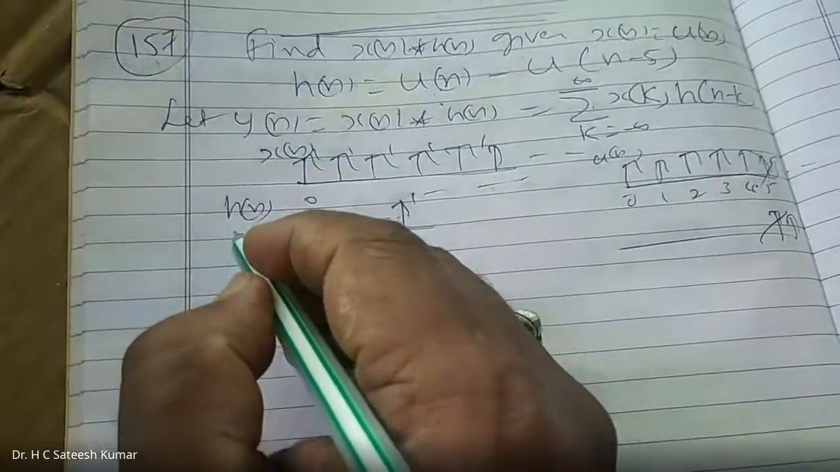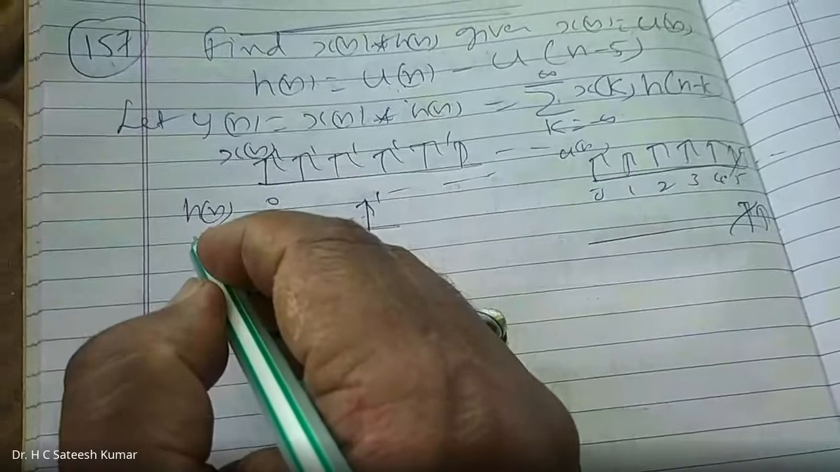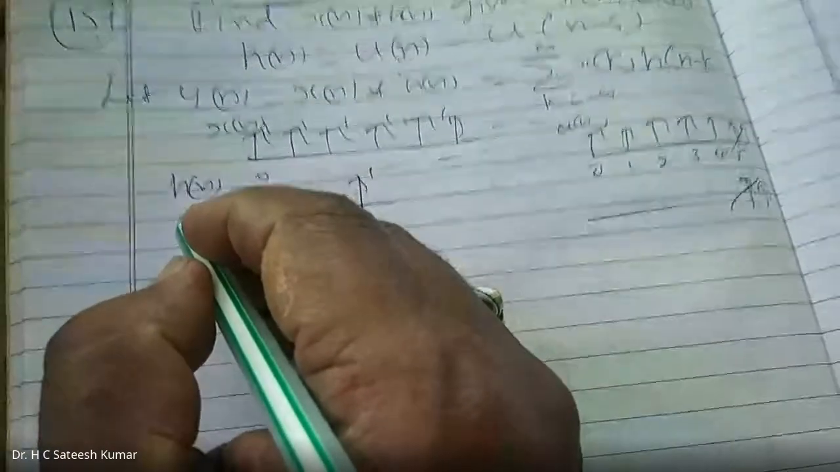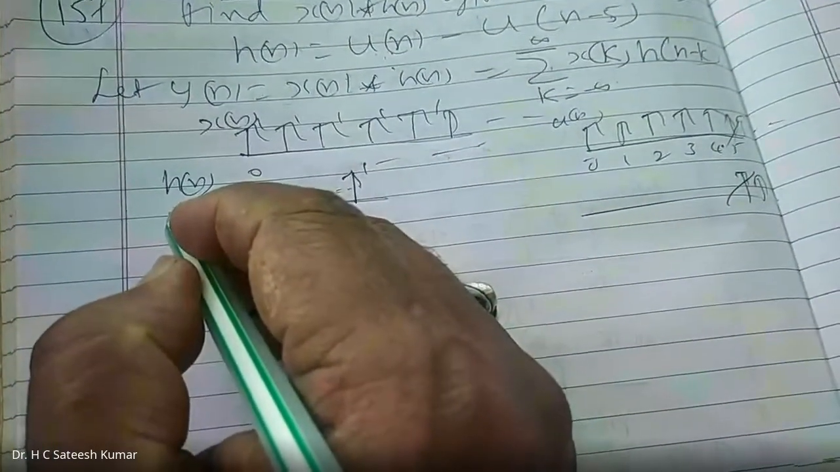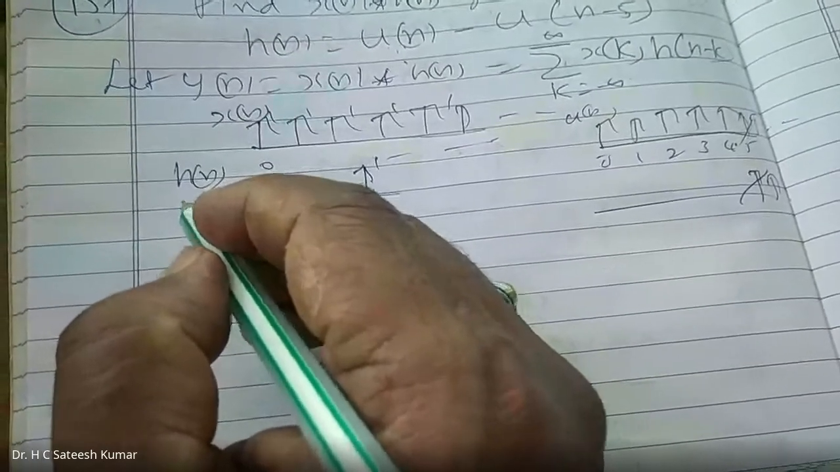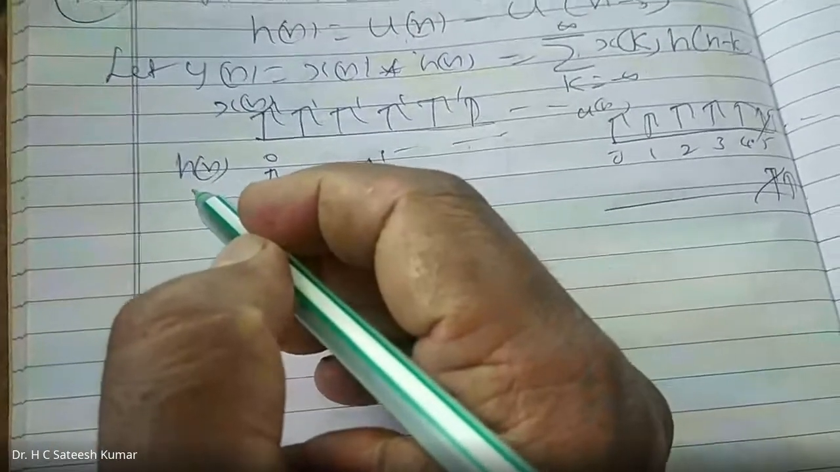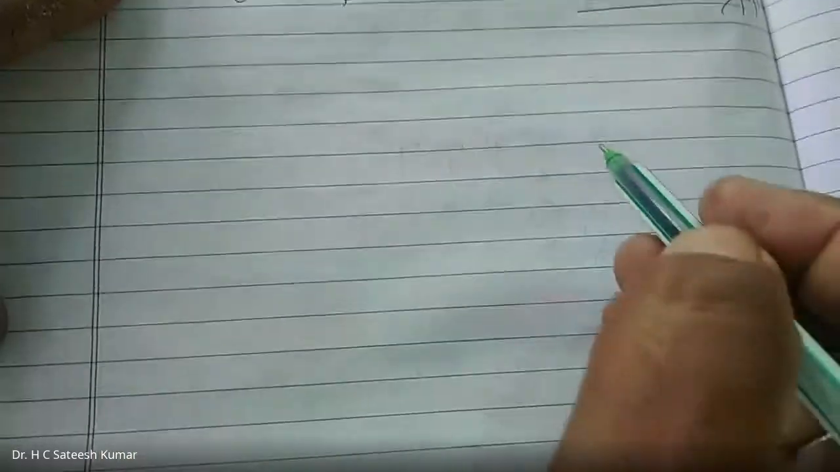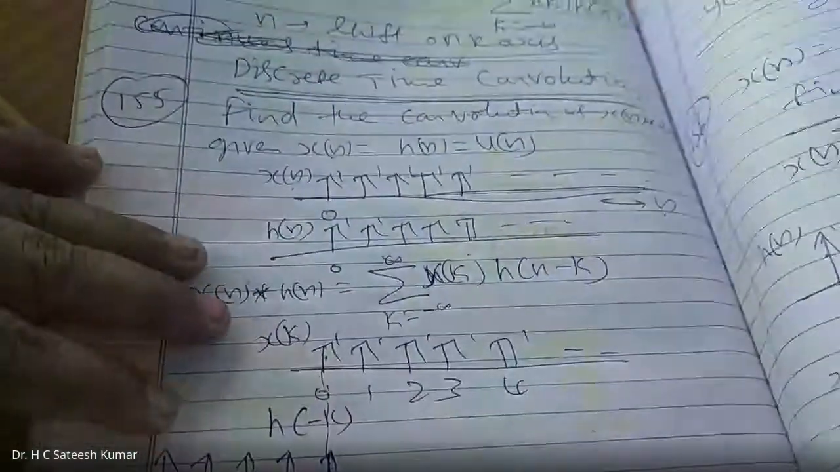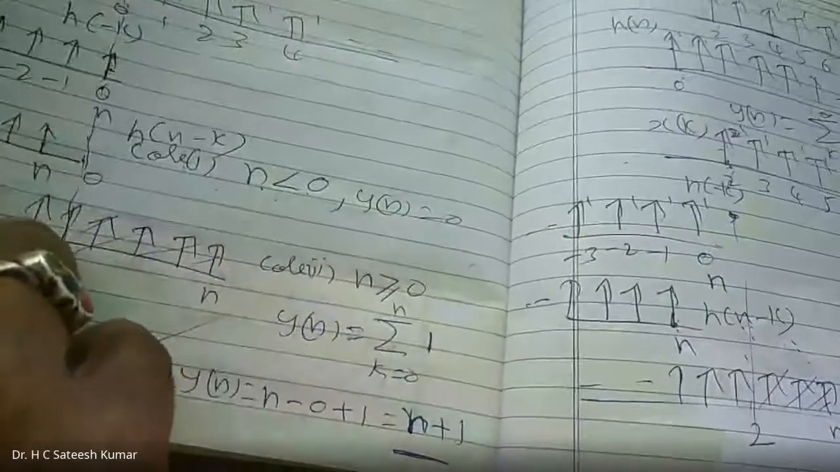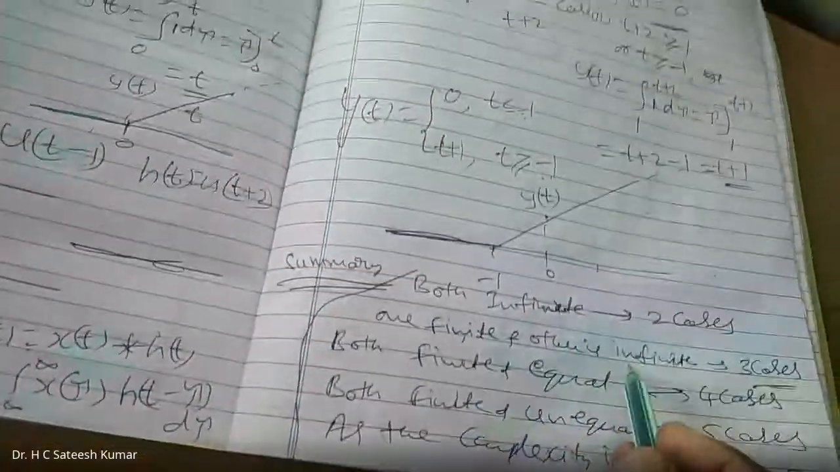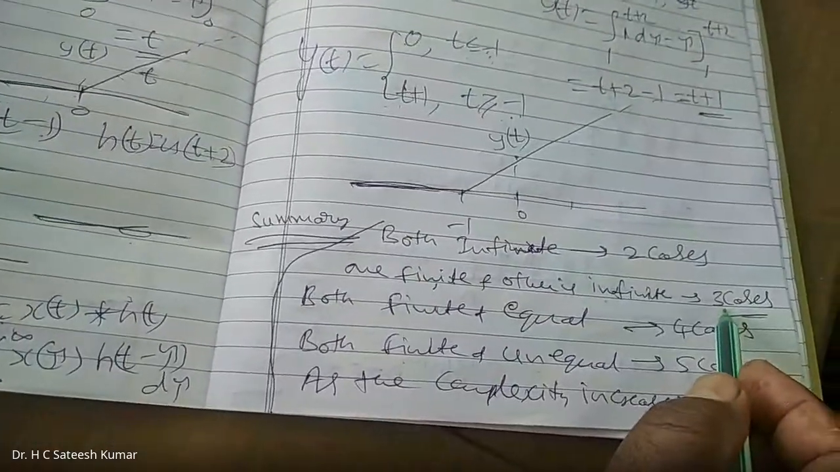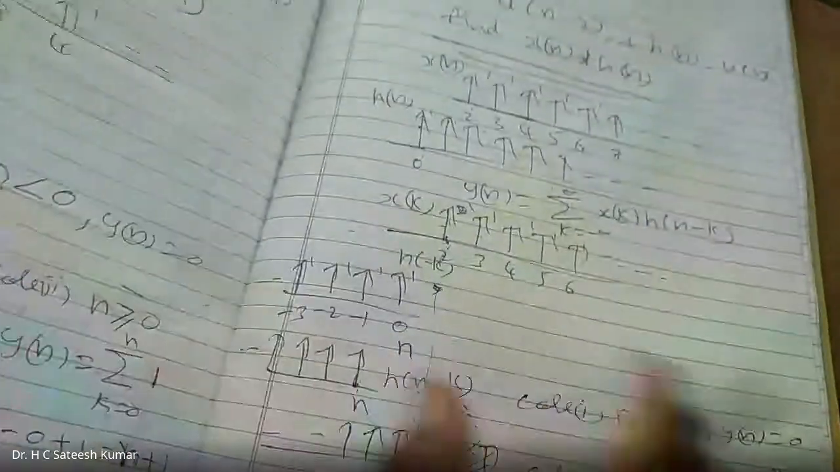How many cases you can expect in this? Because one is finite, another one is infinite. As I gave in the summary in the note, what is that I said? When one is infinite, another one is finite, we get only 3 cases. Okay, you can check it out. I have given that in the continuous time convolution. The same thing will be applicable here also. See this? One is finite, other is infinite. How many cases you will get? 3 cases you will get, right? So therefore, go back to that.